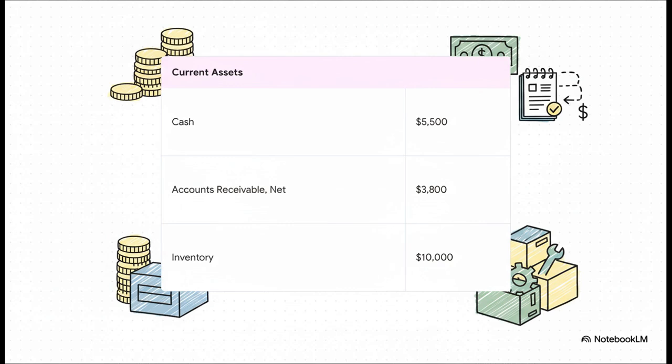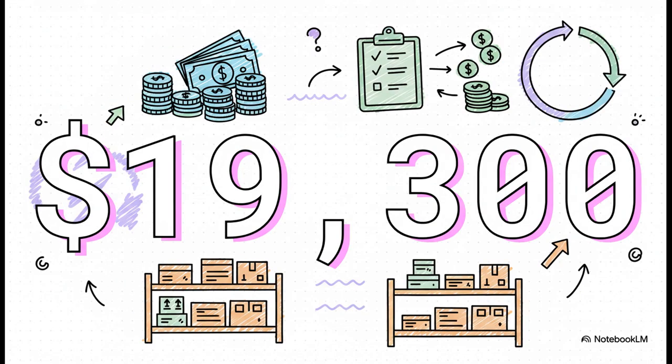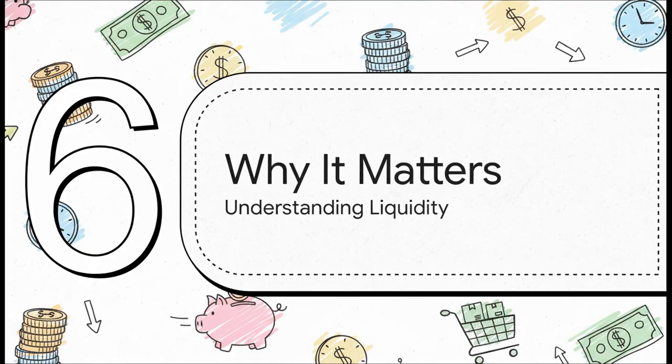So of course, cash is always first, then comes net accounts receivable, because you expect to collect it soon, and finally inventory, because you still have to actually sell it. And here's where we get our grand total. You add up the cash, the net AR, and the inventory, and you get our big number. Total current assets of $19,300. This single number gives a really powerful snapshot of the resources the company has ready to go to operate in the near future.